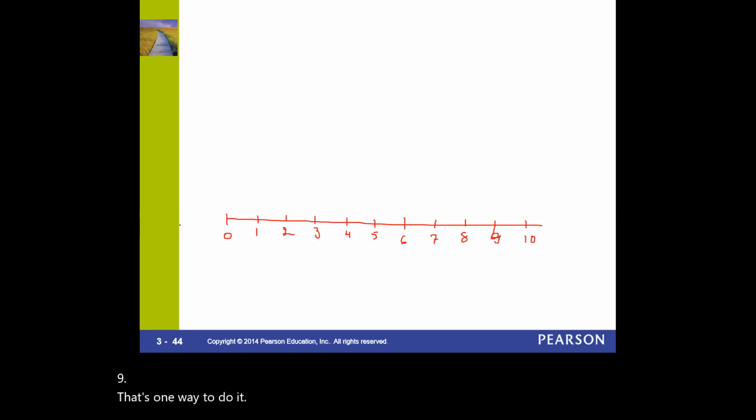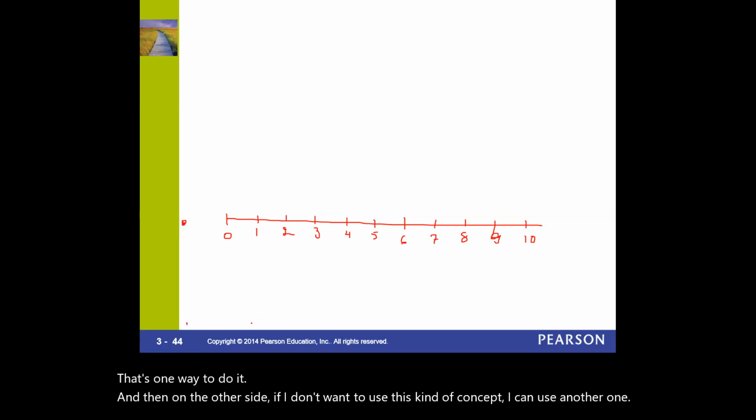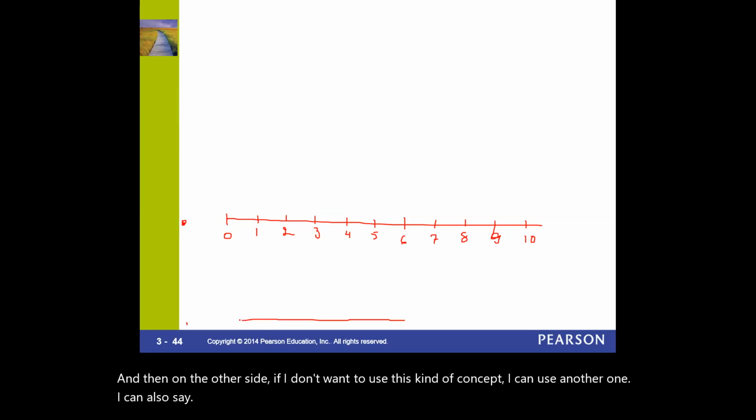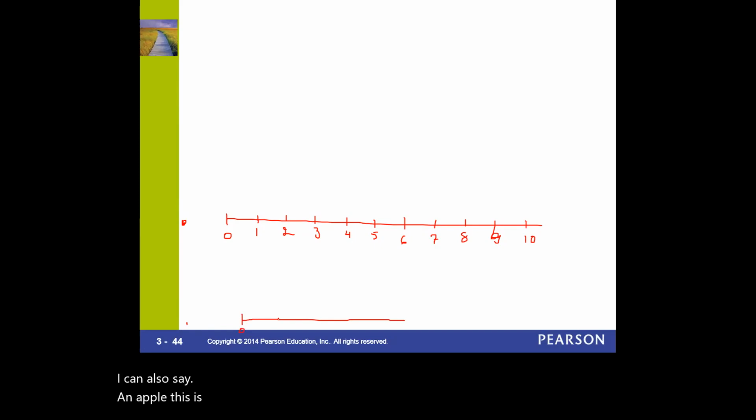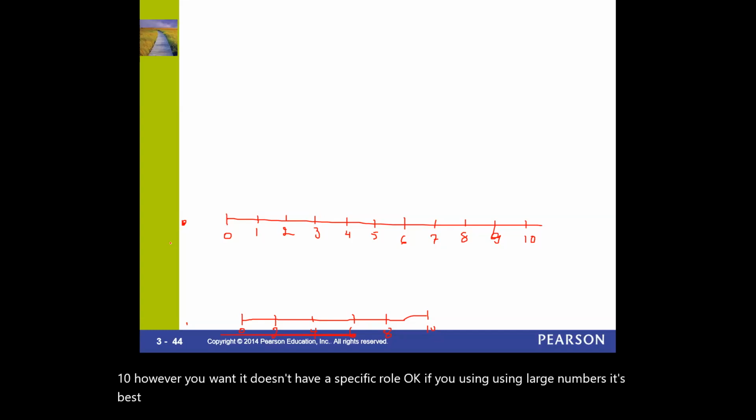And on the other side, if I don't want to use this kind of concept, I can use another one. I can also do a ruler, and I put this is 0, and I can say this is 2, 4, 6, 8, 10, however you want it. It doesn't have a specific rule, okay? Now, if you're using large numbers, it's best to use like by 5 or by 10, by 20. That way you have enough room on your paper.